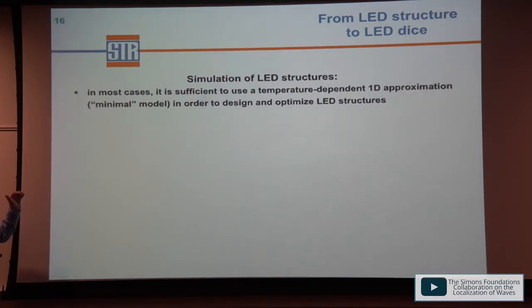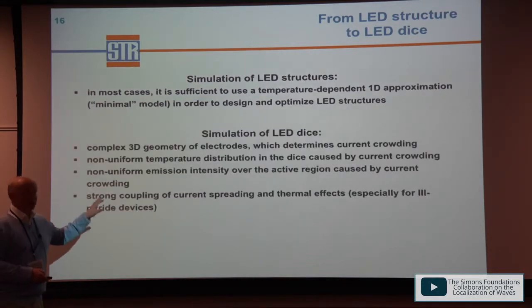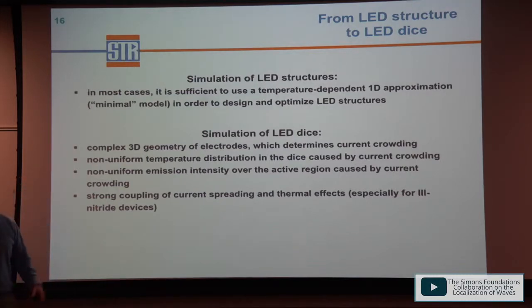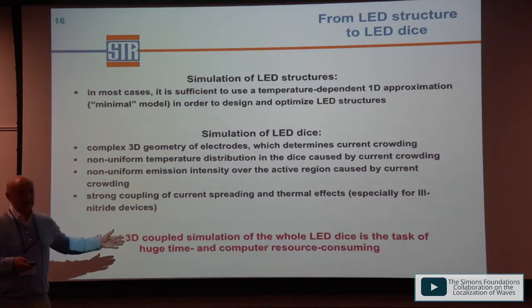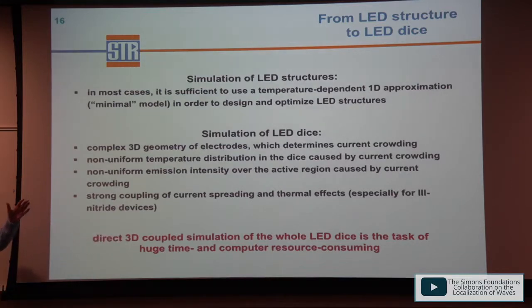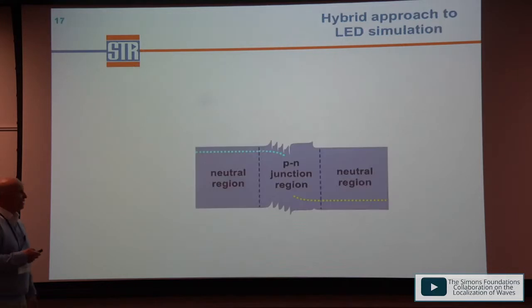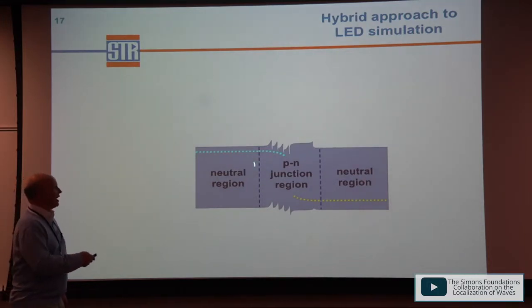When we speak about the simulation of LEDs, we should take into account not only the LED structure, but also the LED dies. The problem is that the particular geometry of the contacts of the LEDs affects the LED characteristics. And if we consider the realistic three-dimensional geometry, we need very time-consuming simulation, and we should simplify the general task further. How can we simplify this? In every particular LED structure, you can select the core, including the active region with the quantum wells, and the neutral region.